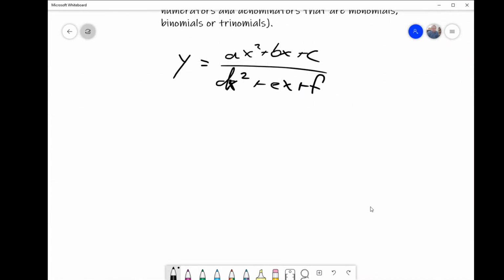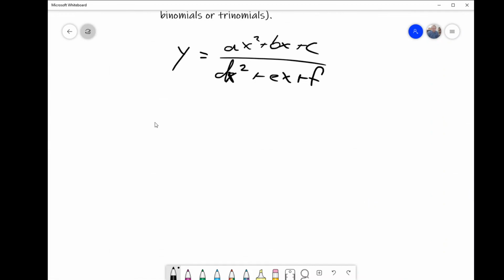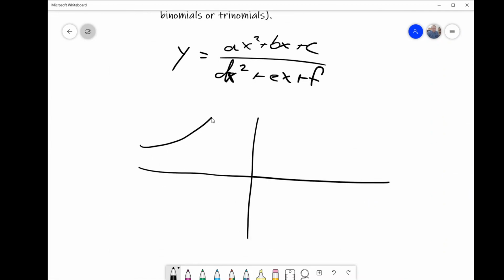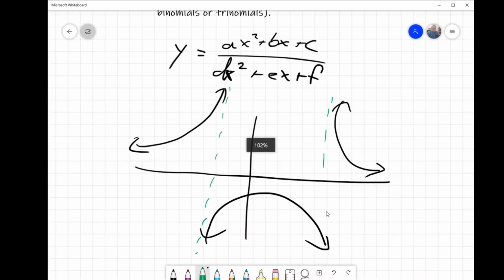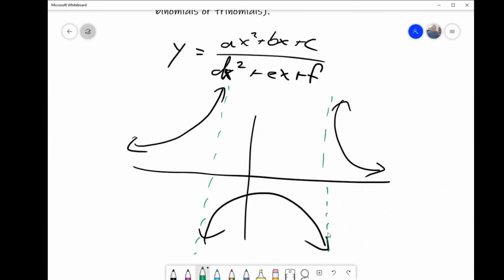Because these can do a number of things to our graphs. So we're going to end up with a lot of asymptotes, they call it. So parts of the graph that do this sort of thing. So if we've got a trinomial denominator like that with two roots, each root will produce a vertical asymptote here.